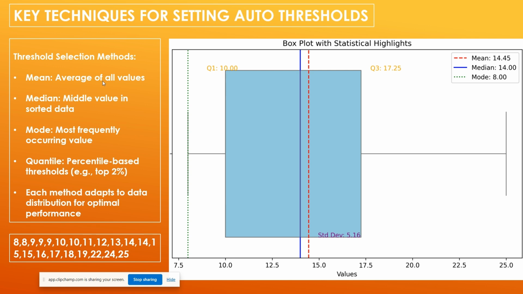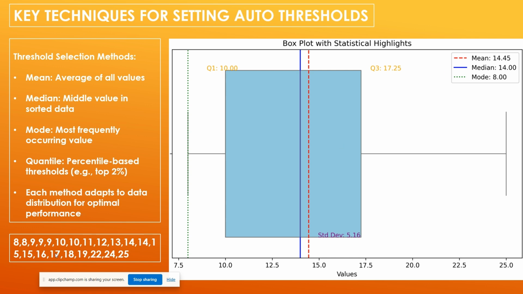So what is the mean? Average. You can see on the chart on the right side, the mean is 14.45, highlighted with the red line. Okay. So mean is the average of all the data points. Then the median is the middle value of all the data points, that is 14.